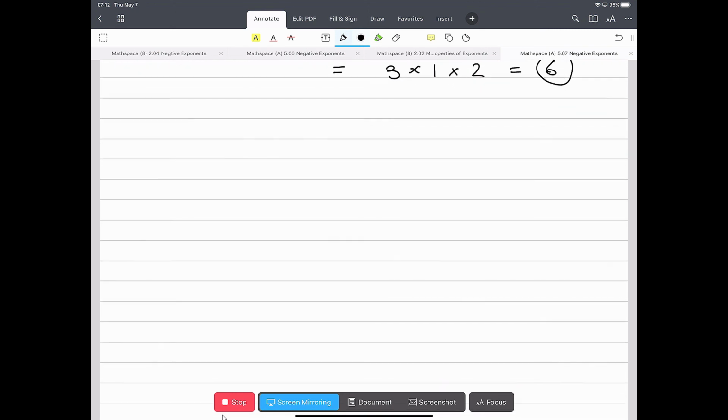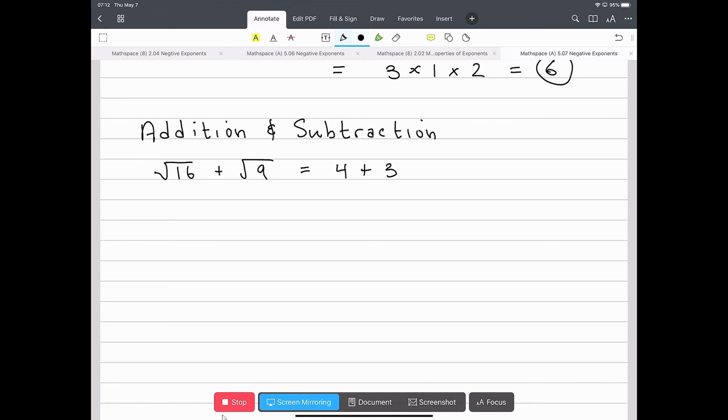Let's look at addition and subtraction. So we'll take the square root of 16 plus the square root of 9. Well, these are perfect squares, and we know that when we simplify these down, the square root of 16 is 4, the square root of 9 is 3, and that equals 7.